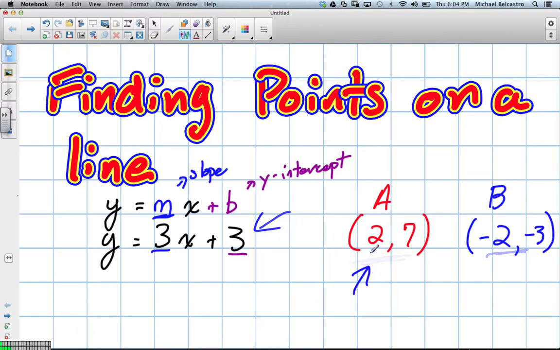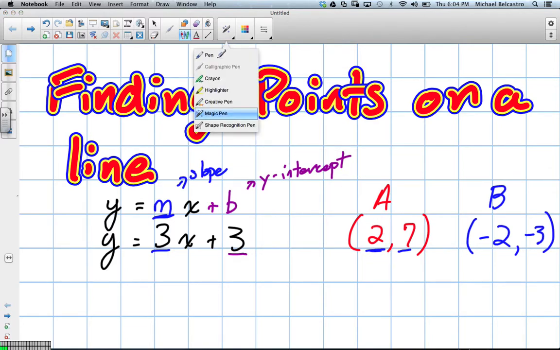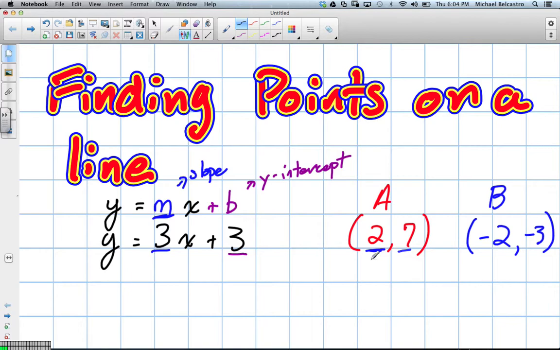Now, when we have a coordinate, one of the numbers stands for an x value, and one of them stands for a y. Do you know which is which? The left is for the x and the right is for the y. That's right. So the first one, when we're reading it, would be the x, and the second one would be the y value.